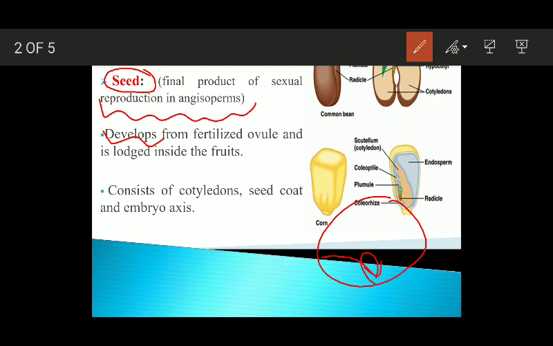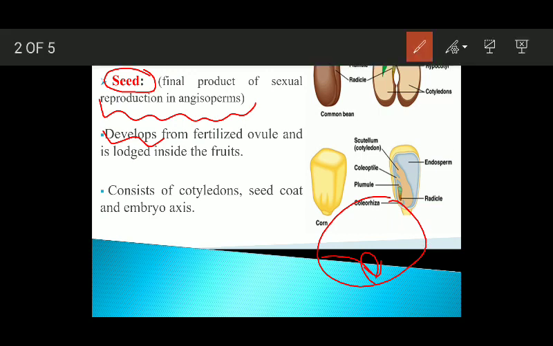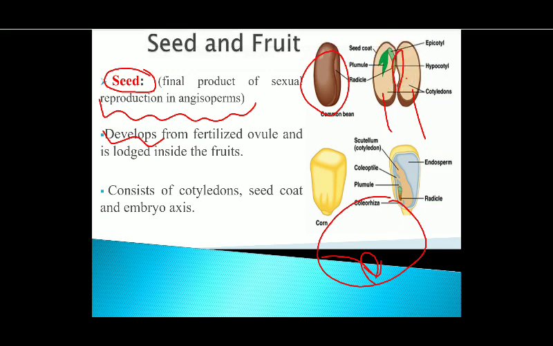A seed consists of cotyledons, seed coats and an embryonal axis. यहाँ पे आप देख सकते हैं, this is the seed. Here you can see these are the two cotyledons. This is the embryonal axis consisting of plumule or future shoot and radicle or future root.